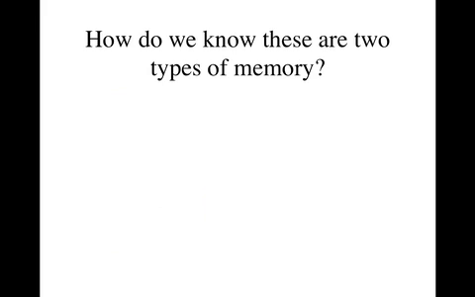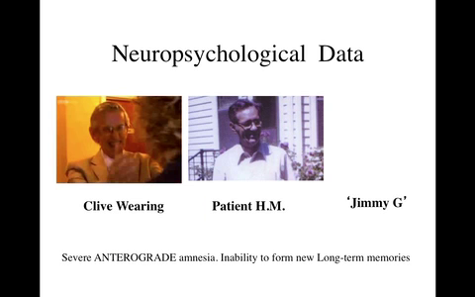So what evidence is there that there are two types of memory? We talked about neuropsychological data. There are patients who have very severe anterograde amnesia: Clive Waring, HM, and Jimmy G, who's discussed in your textbook. In the case of severe anterograde amnesia, these patients will often show a complete inability to form new long-term memories. We watched a video of Clive Waring, a very profound form of anterograde amnesia. He also has some retrograde amnesia, but complete and total anterograde amnesia, an inability to form long-term memories. One minute after he has an experience, he completely forgets he had it.